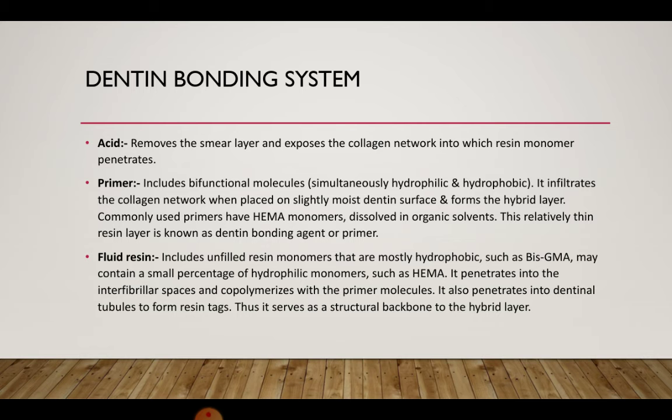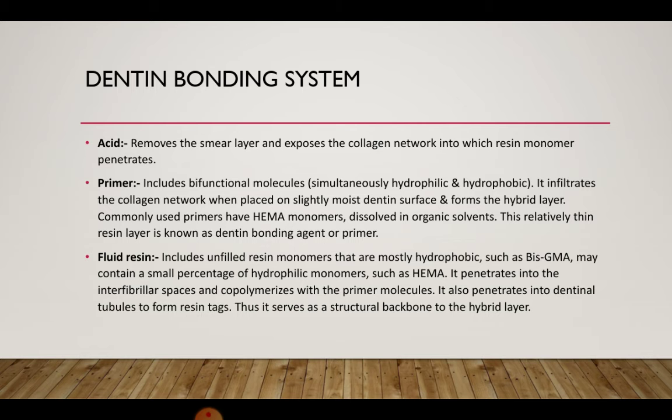Then comes primer. Primer includes bifunctional molecules. Bifunctional molecules means they are simultaneously hydrophilic and hydrophobic. Why? Because dentine is hydrophilic by nature, and bonding to dentine can only occur if the bonding agent that we are using has hydrophilic components also. Therefore, for good adhesion, primer has to have both hydrophilic and hydrophobic molecules. Hydrophilic for bonding to the dentine and hydrophobic for bonding to the resin part.